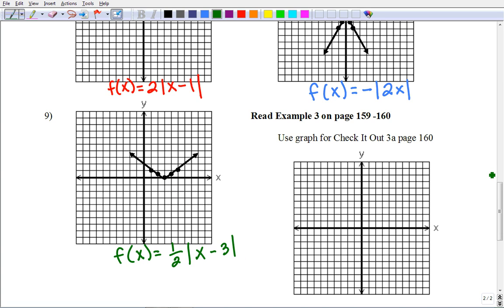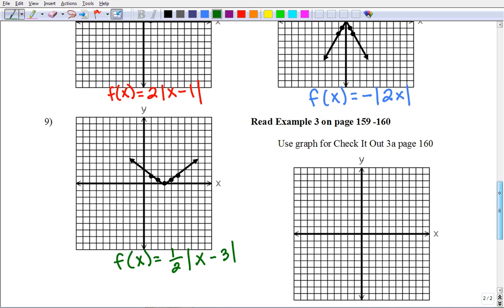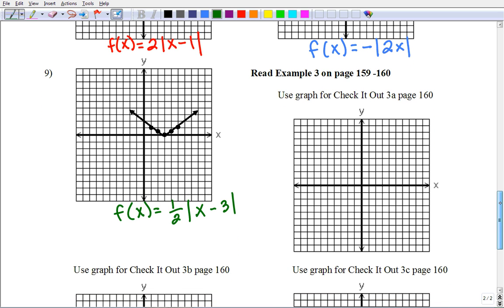Okay, the last two examples I'm going to do with you in class, and those are the Check It Out 3A, 3B, and 3C on page 160. If you can figure those out, I challenge you to, but I will look at these 3 problems with you in class and show you how they work.